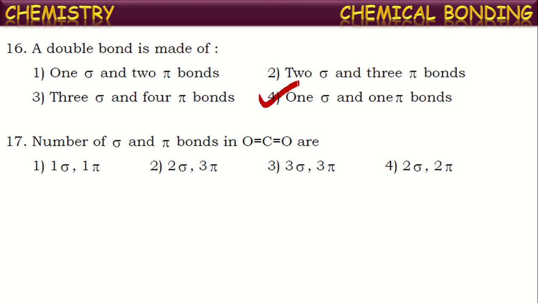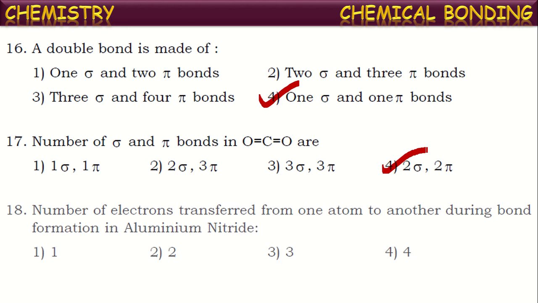Number of sigma and pi bonds in carbon dioxide molecule. Here also you have to consider between any two atoms, one will be a sigma bond, and the remaining additional bonds will be pi bonds. Between carbon and oxygen there are two bonds, so one will be a sigma bond and the other one will be a pi bond. Here also in the same way, one sigma and one pi bond. So totally, two sigma bonds and two pi bonds. Okay, this is correct.